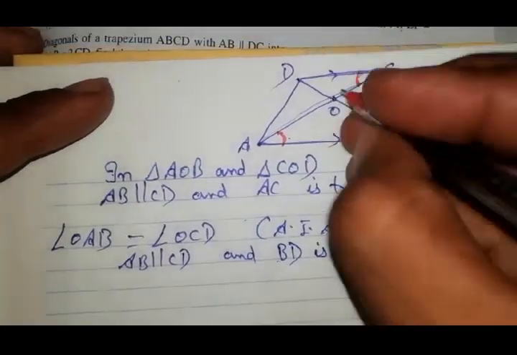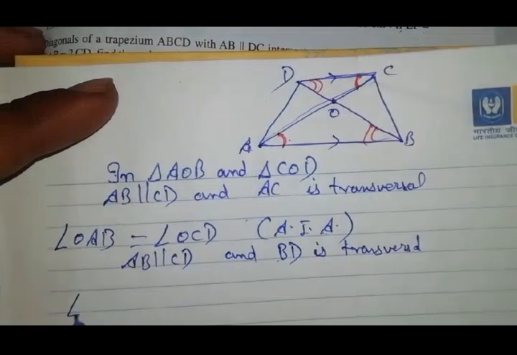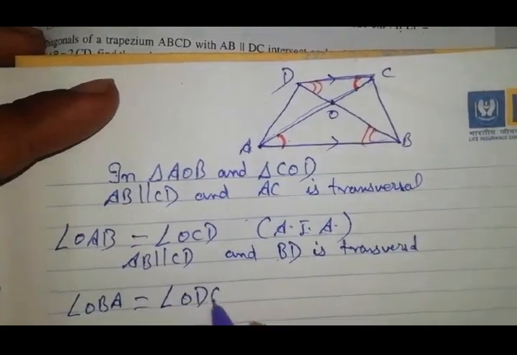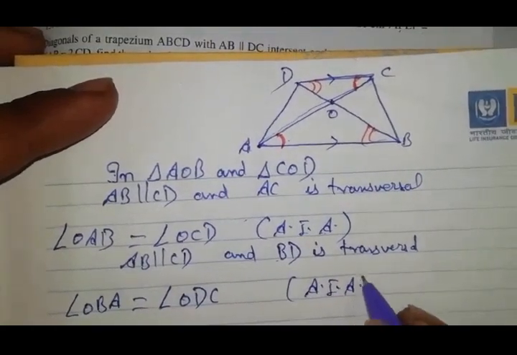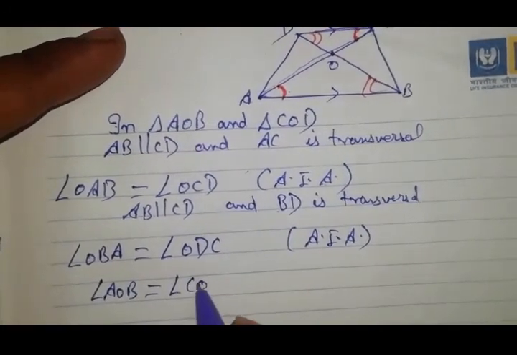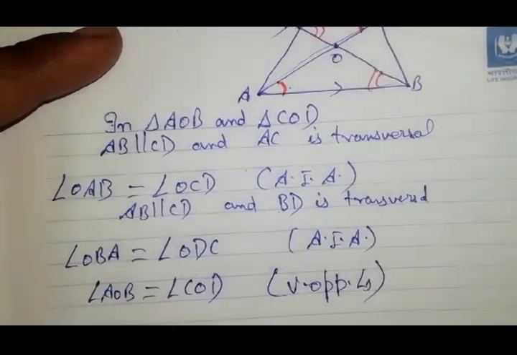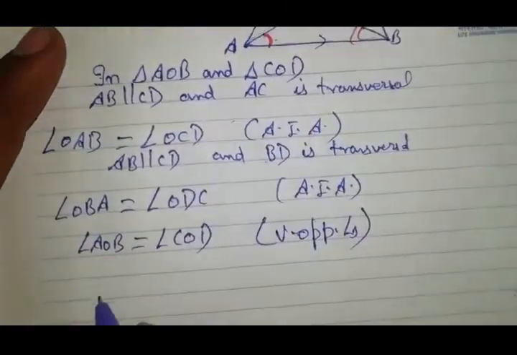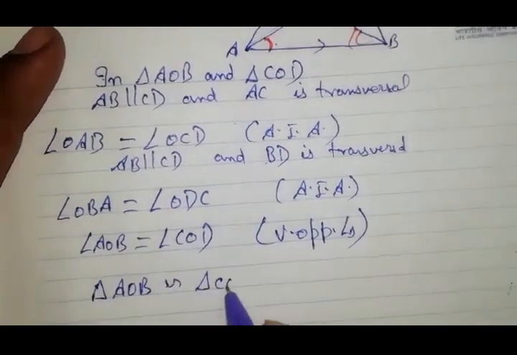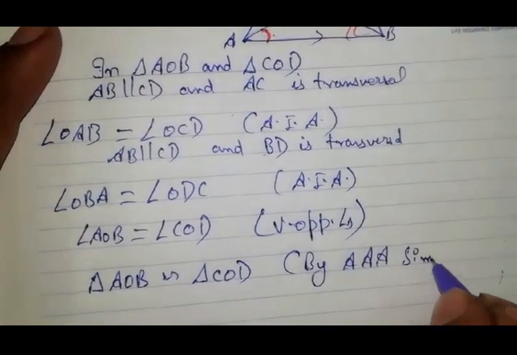Now if AB is parallel to CD and BD is a transversal, we can say that in this Z-like structure, this angle is equal to this angle. It means that angle OBA is equal to angle ODC, same alternate interior angles. And also, angle AOB is equal to angle COD, vertically opposite angles. So now we have all three angles equal. So by angle similarity we can say that triangle AOB is similar to triangle COD.